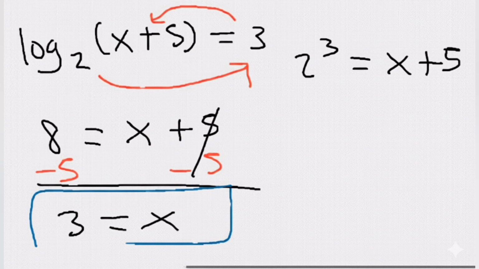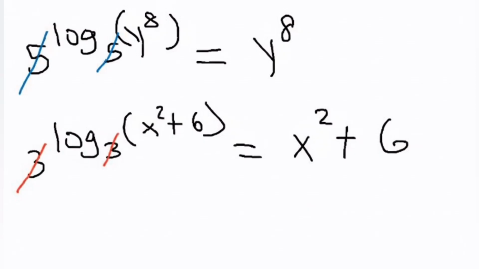Now you can as well confirm the value of the answer by inserting the value of x back into the logarithm to prove whether the answer for x is correct. So quickly, we have another example: 5 raised to the power of log base 5 of y raised to the power of 8. This time around we are not using natural logarithm, because the base of the logarithm is the same as the base of the power.